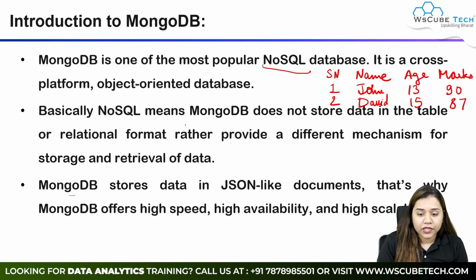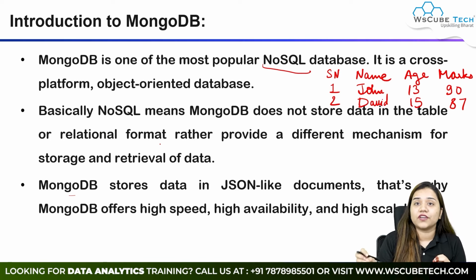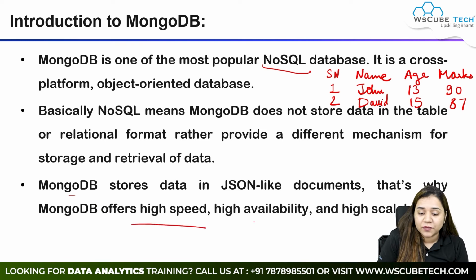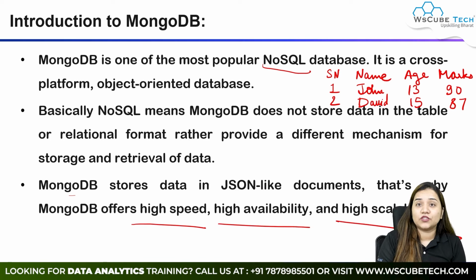So this is what MongoDB is. MongoDB does not store data in a table or relational format, rather it provides a different mechanism for storage and retrieval of data. Not just for storing of data, but even if you want to retrieve the data, for that also we have a different approach than MySQL or SQLite. MongoDB stores data in JSON-like documents. That's why MongoDB offers high speed, high availability, and high scalability. MongoDB is used even more than MySQL at times, and a lot of people prefer it as it is free source as well.